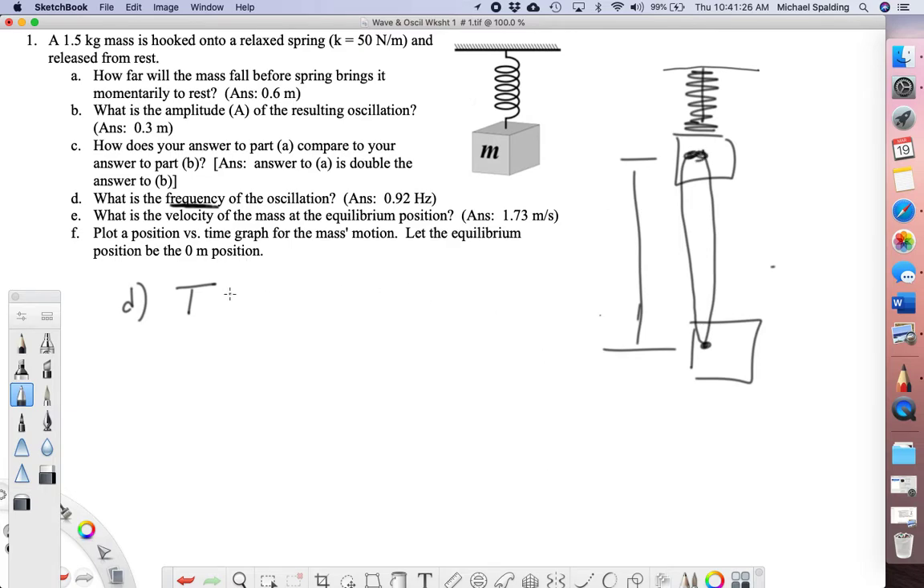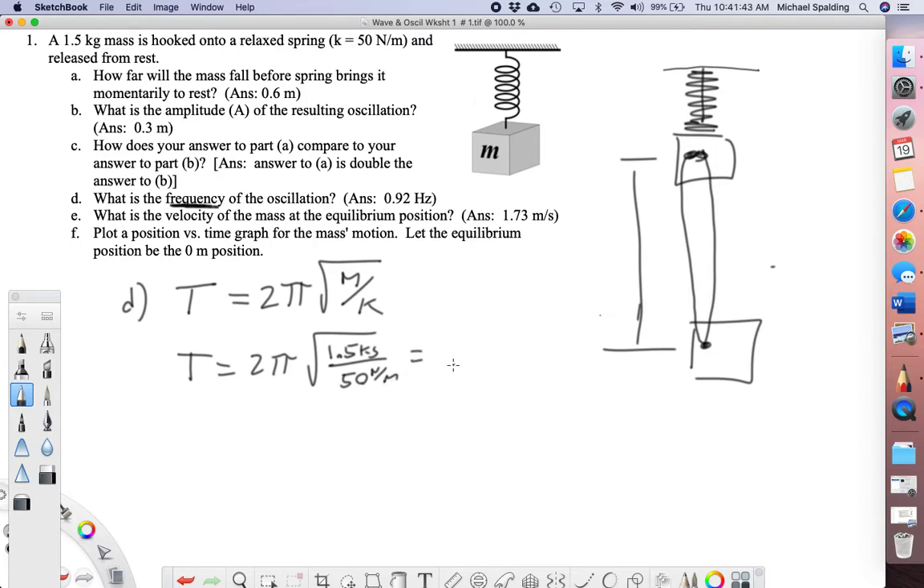And the equation for this is 2π times the square root of mass over spring constant. So we're calculating the period. Mass is 1.5 kilograms. This is 50 newtons per meter. So the period works out to be 1.08828 seconds. Now, there's a relationship between period and frequency.